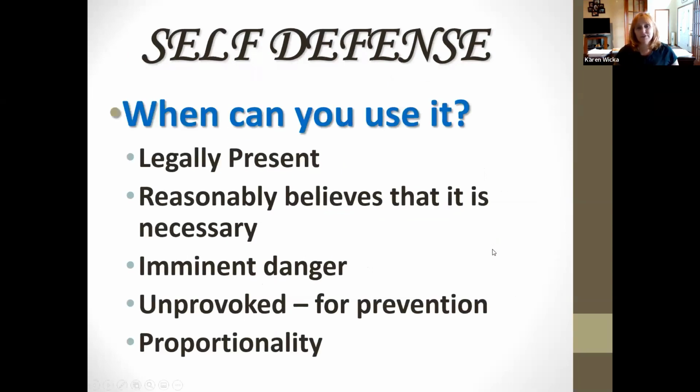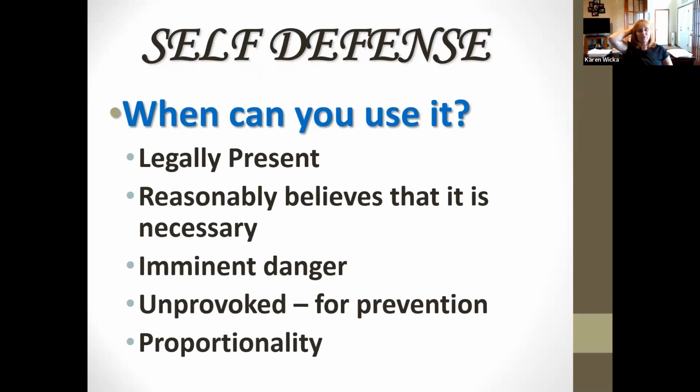Let's first start by talking about when you can actually use self-defense. The first requirement is you have to be legally present where you are. A lot of times people will say, somebody broke into somebody's house and was shot, and they said self-defense. Well, no, you can't do that. If you are somewhere you're not legally allowed to be, you are not allowed to claim self-defense. You can only claim self-defense if you are legally where you are.